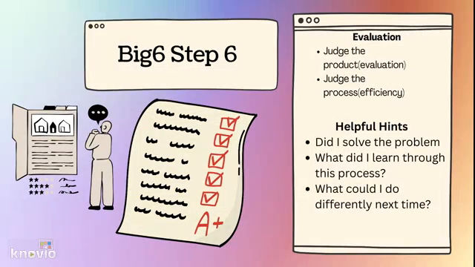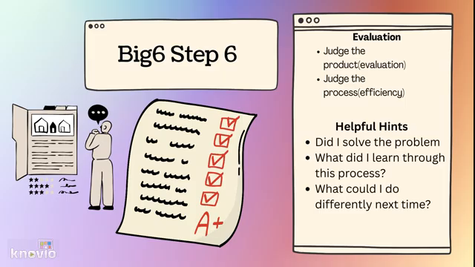Okay, then you have Big 6, step 6. Judge, so this is evaluation. So judge the product and judge the process. There's evaluation and then there's efficiency. So once you're done, you want to go back and reflect. You want to say, did I solve the problem? Did you actually answer your original question? Are there other things that you need, holes like Swiss cheese that you need to fill in the gaps?